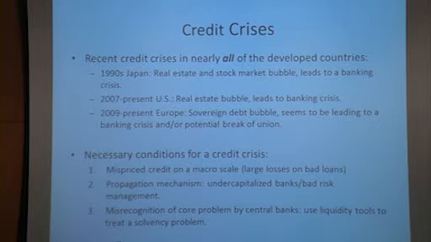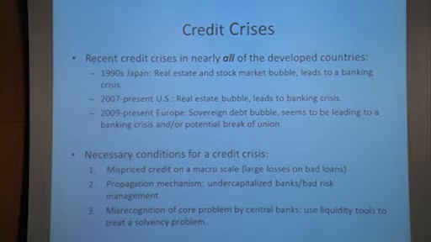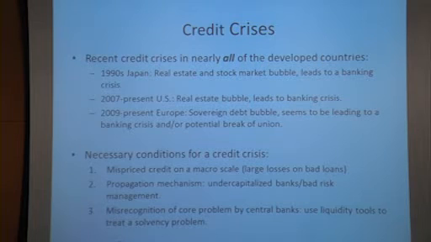So in the late 80s and then throughout the 90s, and I guess continuing to now, the Japanese crisis, caused by a real estate and a stock market bubble, led to a banking crisis. In the US, we had a real estate bubble, which then subsequently led to a banking crisis. And in Europe, we have a sovereign debt bubble, it appears, that seems to be leading to a banking crisis and potentially also a break of the monetary union. So I want to talk a little bit about what happened in these past situations.